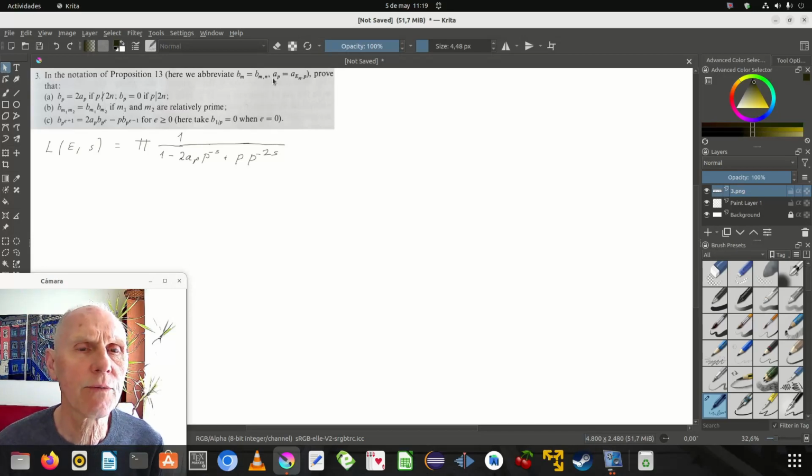These are the coefficients of the series expansion of this product, and that comes from multiplying out the series expansion of each factor. So I just take one factor, 1 divided by this denominator. So it's 1 plus BP p to minus s, bp squared p minus 2s, etc. That was not pretty.